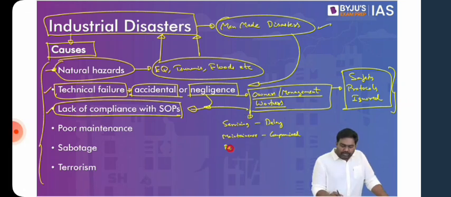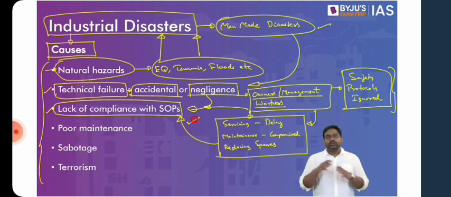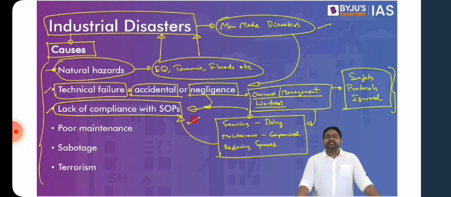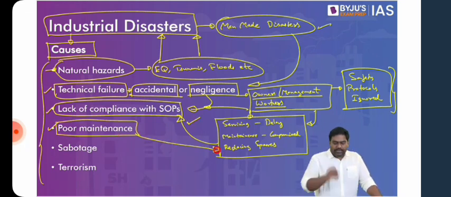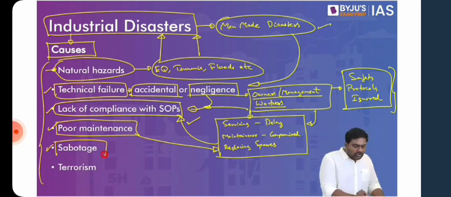And even for replacing spare parts, certain factories and industries might delay this in order to protect their profit margin and in order to reduce their investments. So this is nothing but an act of pure negligence, which is ignorance of the SOPs and the protocols that causes these disasters and accidents. So poor maintenance, servicing, the lack of replacement of spare parts, could cause major disasters in industries and factories. Then this could also occur due to sabotage, which is a deliberate act.